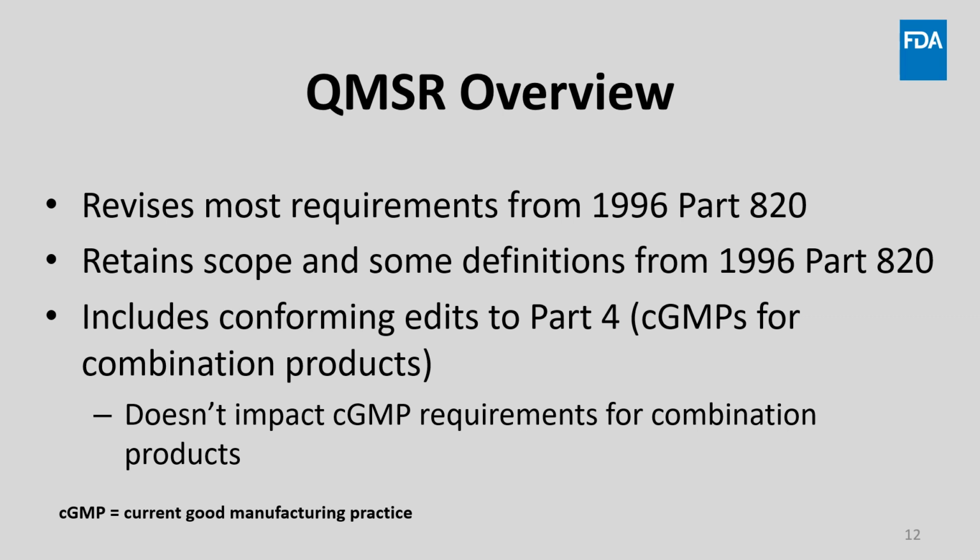From the scope, you'll find that you still decide the needs of your quality management system. You still have the flexibility in using your device, the risk of your device, its complexity, your manufacturing processes, and the risk those processes pose to your device and their complexity, and the size and makeup of your company, among others, as factors when documenting your quality management system. Also, the regulation includes conforming edits to Part 4 for combination products, and the change does not impact the CGMP requirements for combination products.